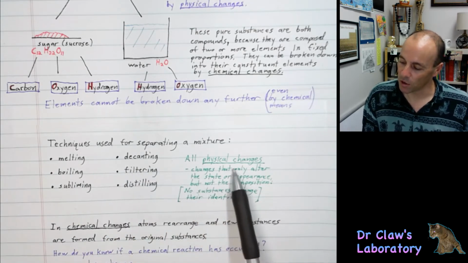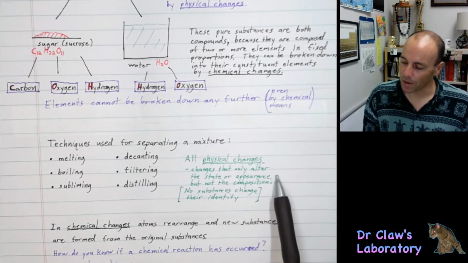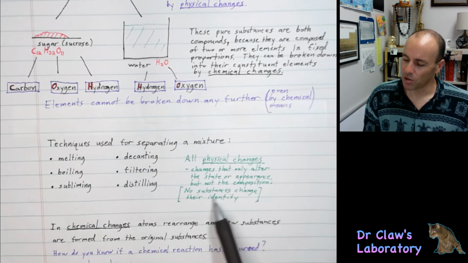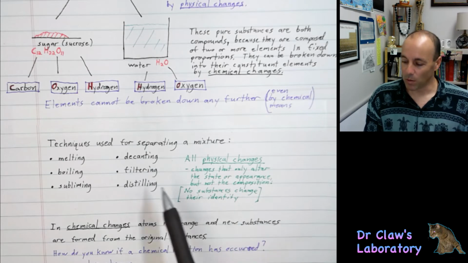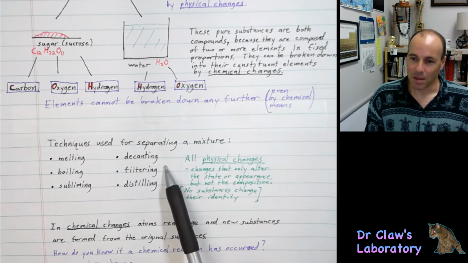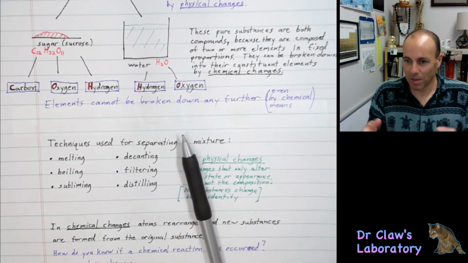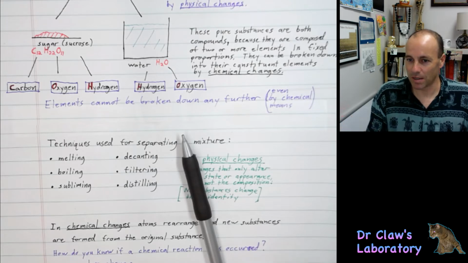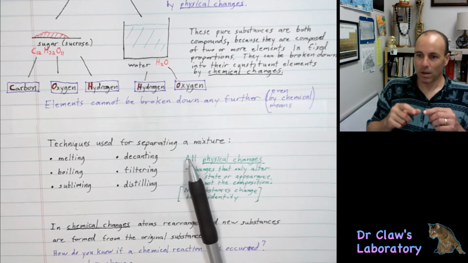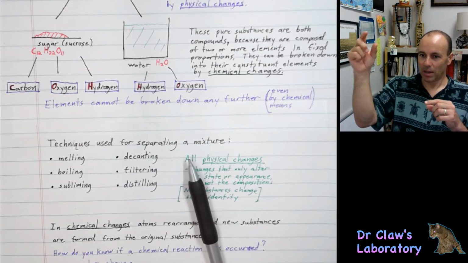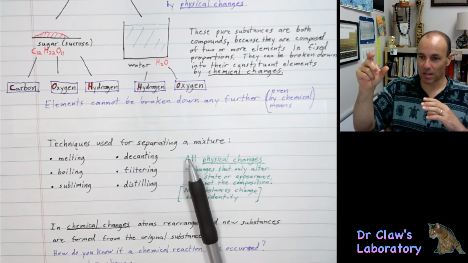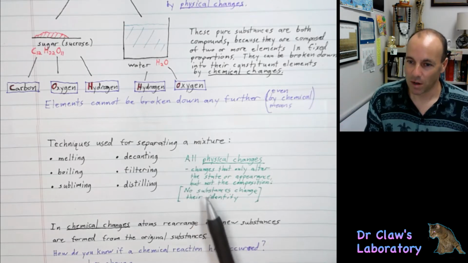Physical changes are changes that only alter the state or appearance, but not the composition. During a physical change, no substances change their identity. When you pour mud water through a filter paper, the entire time the mud stays mud and the water stays water. It's just they're being separated. No one's changing their identity. If you distill off alcohol from a water alcohol mixture, the alcohol is boiling off and the water is remaining behind, but the alcohol hasn't changed its identity and the water hasn't changed its identity. You're just separating the two. So no one changes their identity.